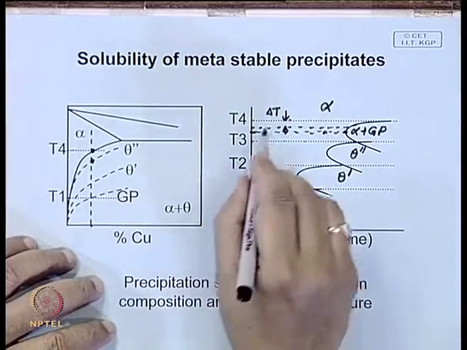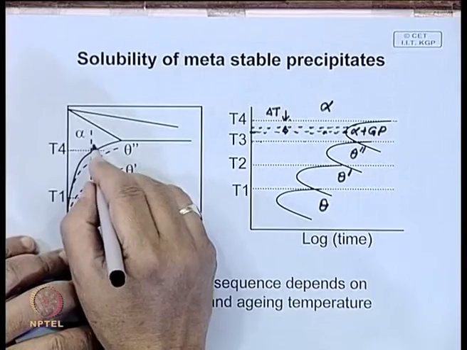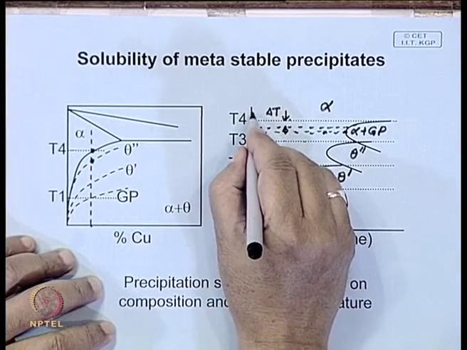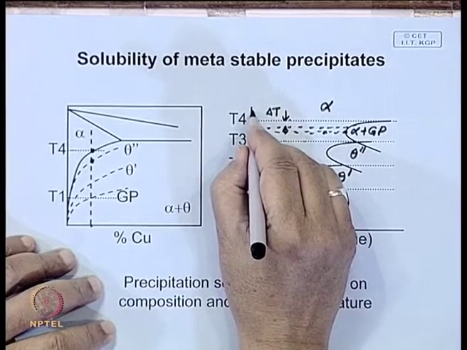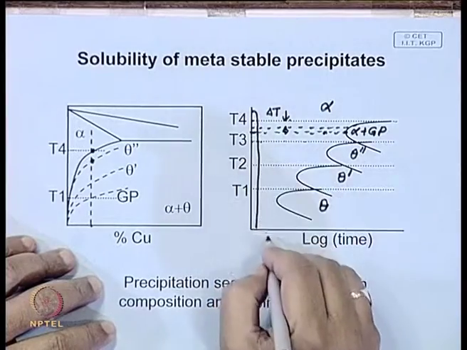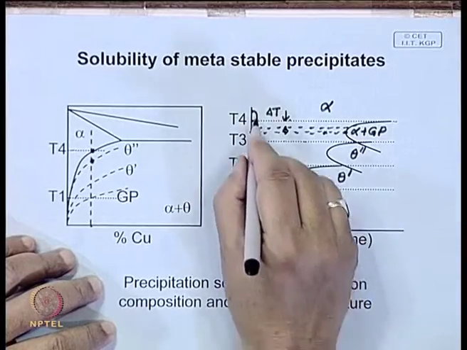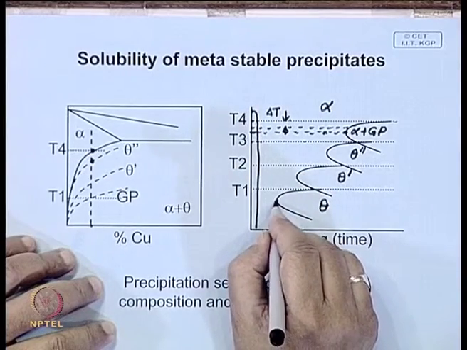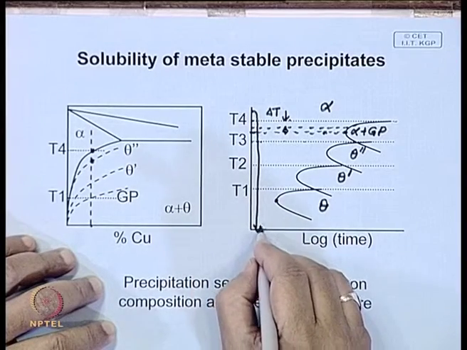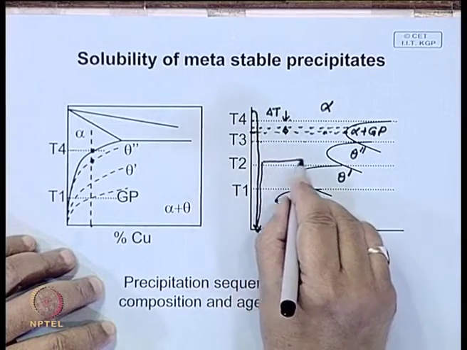That means if you want to give a proper solution hardening treatment, what you need to do is heat it above the solvus, say somewhere here. First you quench. If you quench, you get a fast rate of cooling; you must avoid this nose. So, the rate of cooling must be faster than this particular point, and after that you will heat it and age it at a particular temperature.